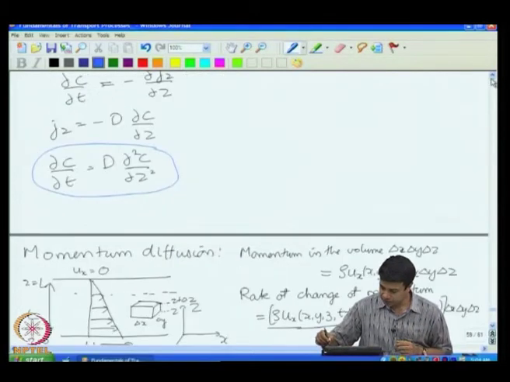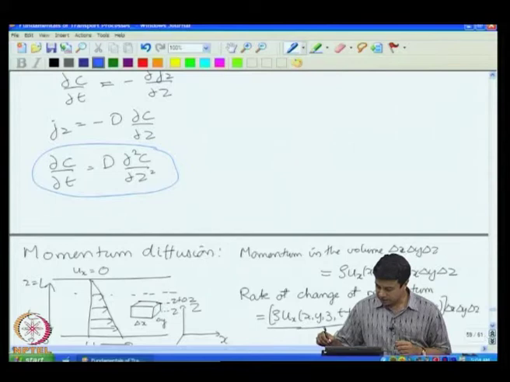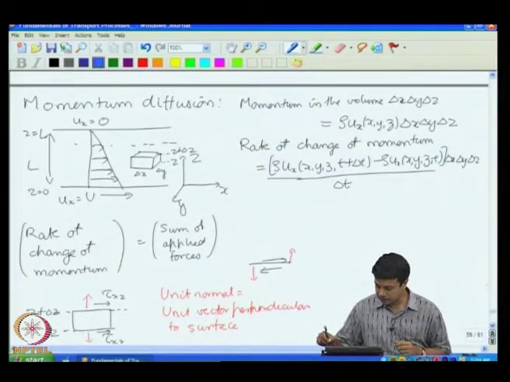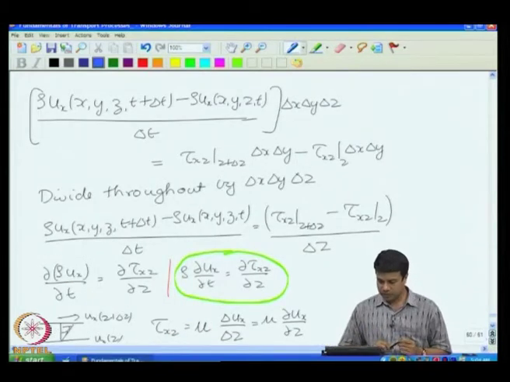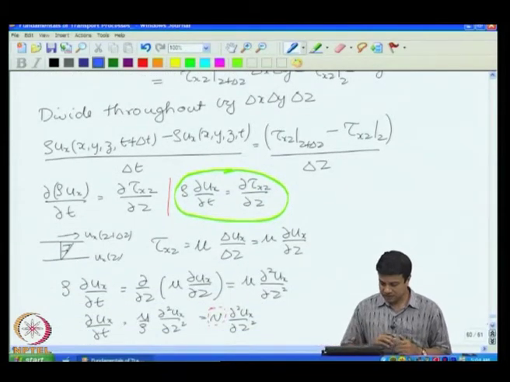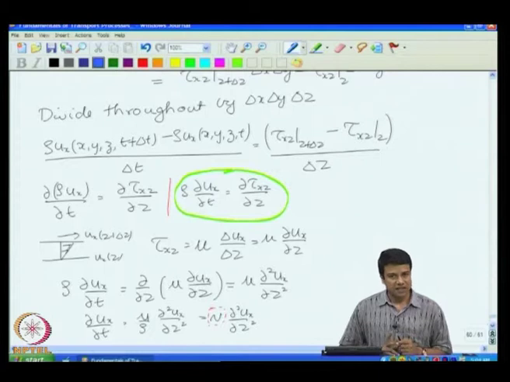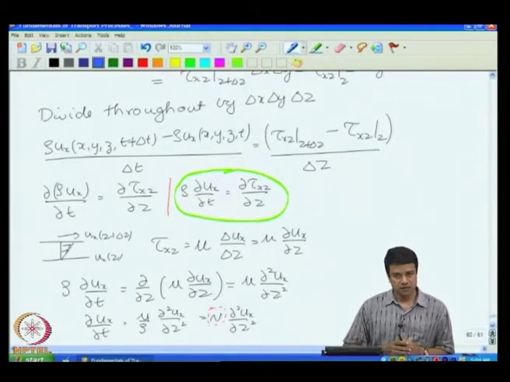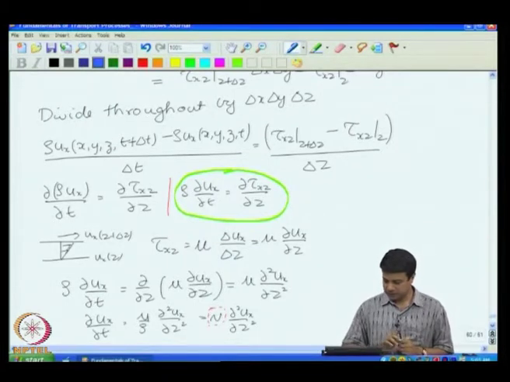Okay. And then we basically use the balance condition that the rate of change of momentum is equal to the sum of the applied forces to obtain an equation for momentum transfer, which once again looks identical to the equations for heat and mass transfer, except instead of concentration you have the velocity ux, instead of mass diffusion coefficient you have the kinematic viscosity or momentum diffusivity nu, the ratio of viscosity and density. Okay.